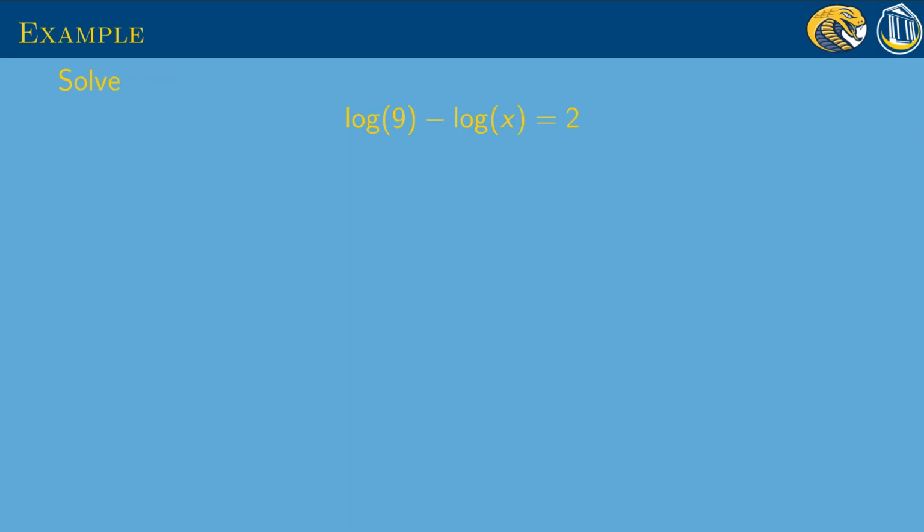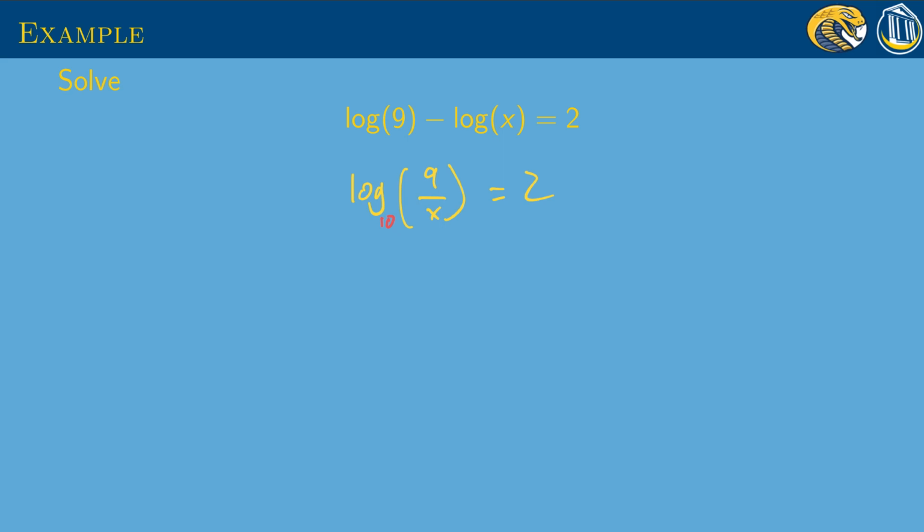Let's give this a shot. Once again, since we have two logs that are being, in this case, subtracted, we need to combine these into a single logarithm before we can use our definition. These are both logs with base 10, and so we can write this as log of 9 divided by x, since we're subtracting, equals 2. And to be very clear, we'll write a little 10 here to indicate this is a log with base 10.